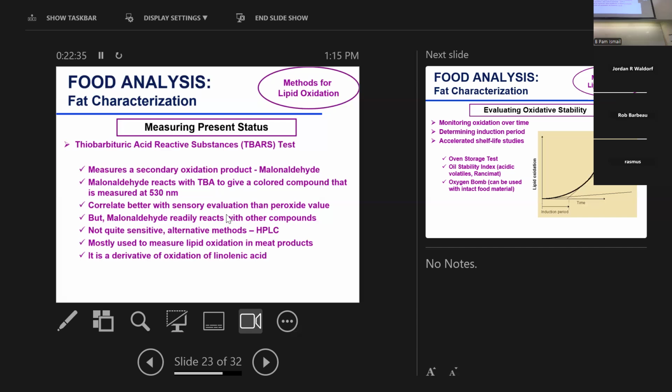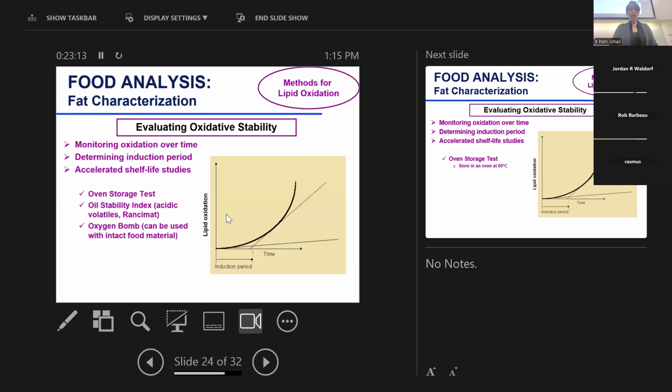Malonaldehyde reacts with thiobarbituric acid to give you a colored compound. It correlates well with sensory, but sometimes it's not very accurate. Malonaldehyde reacts with a lot of potentially different components within the assay. So it's best to do HPLC analysis of the aldehydes. It's commonly used for meat products. So you have many options. You just go with whatever would be most accurate for the type of sample you have.